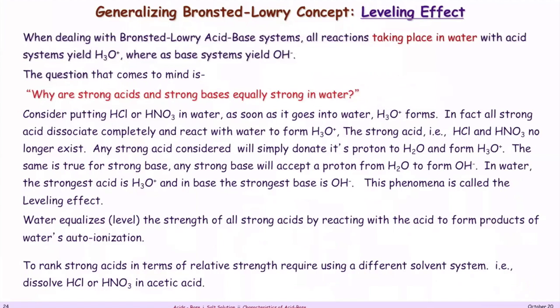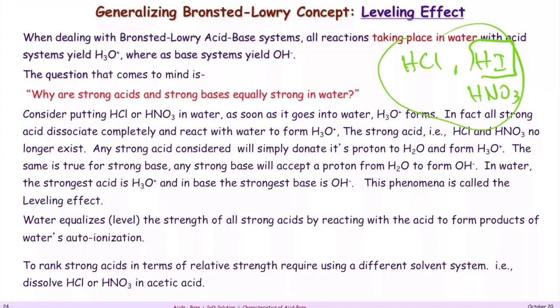There's something called the leveling effect. The leveling effect is the reason why when you have HCl, HI, HNO3, all these acids are considered strong, even though in the last Wednesday discussion, I told you that HI was a stronger acid than HCl. Why? Because there's less atomic orbital overlap. That means the hydrogen-iodine bond is weaker. That means the hydrogen comes off more readily compared to HCl.